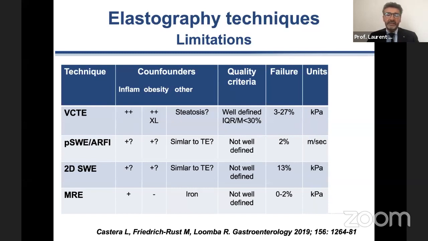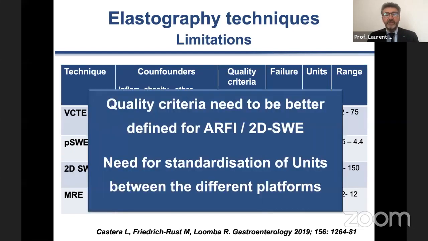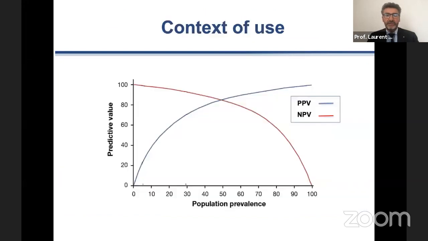The units are different as well as the scale, which might be confusing for the clinicians. So the quality criteria need to be better defined for RFE and 2D shear wave elastography, and there's a need for standardization of units between the different platforms. Context of use. This is a very important issue.